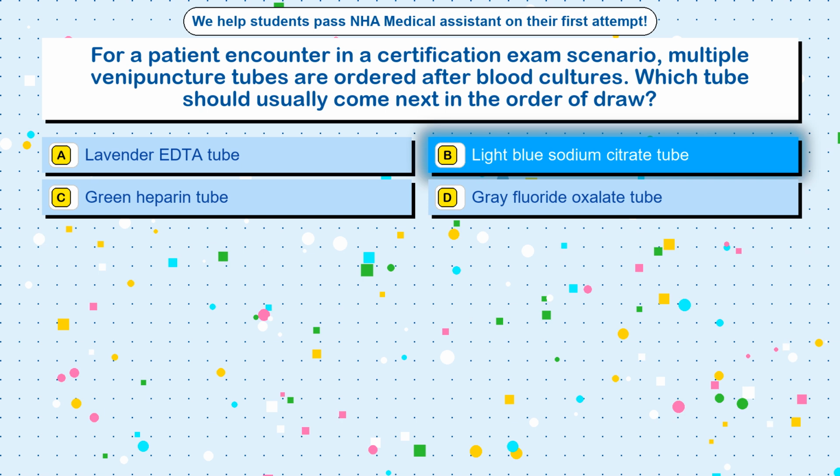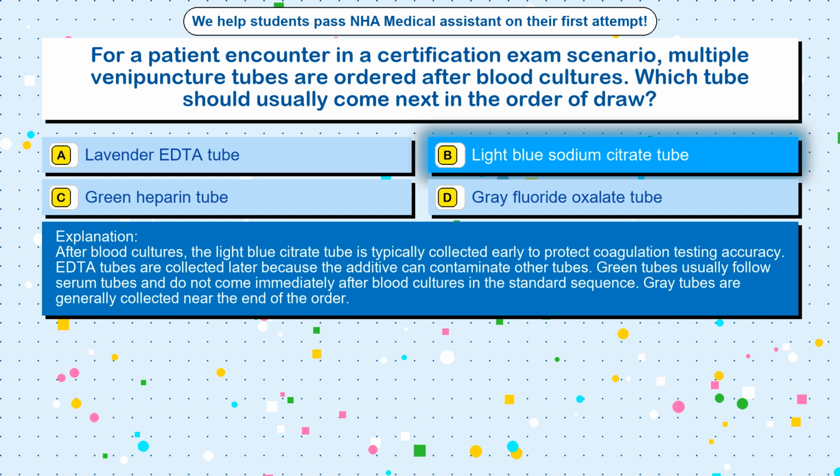Light blue sodium citrate tube. After blood cultures, the light blue citrate tube is typically collected early to protect coagulation testing accuracy. EDTA tubes are collected later because the additive can contaminate other tubes. Green tubes usually follow serum tubes and do not come immediately after blood cultures in the standard sequence. Gray tubes are generally collected near the end of the order.